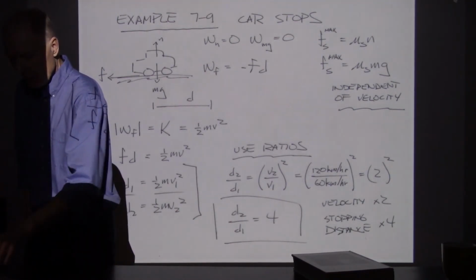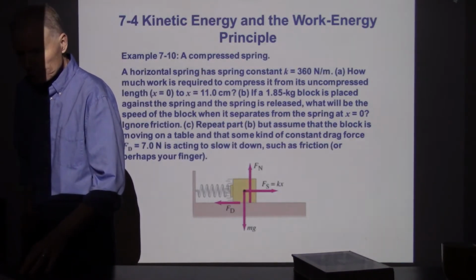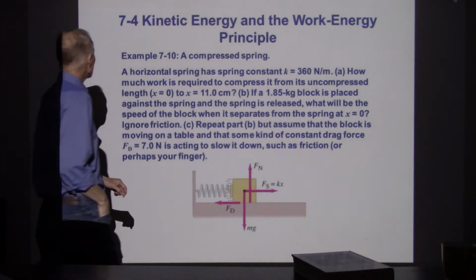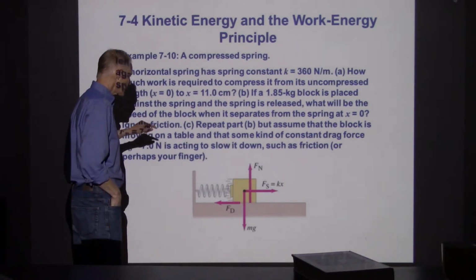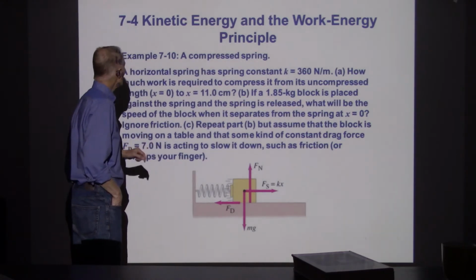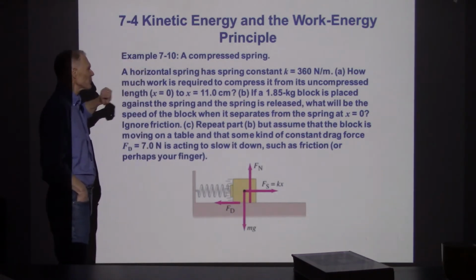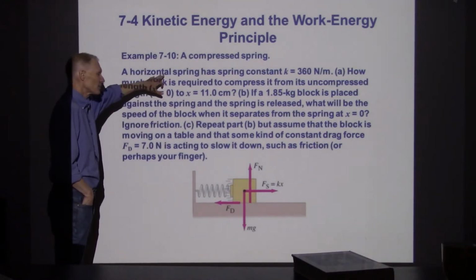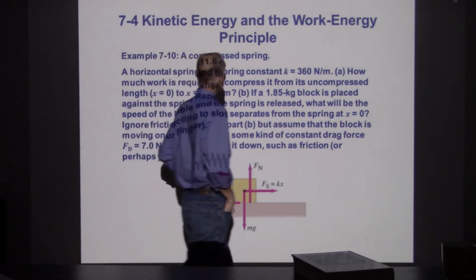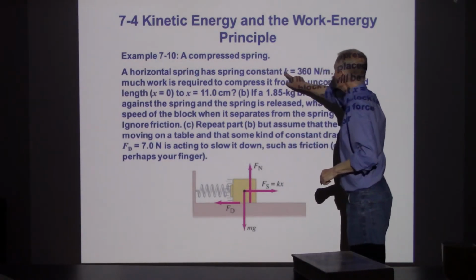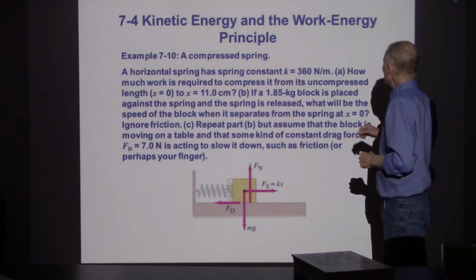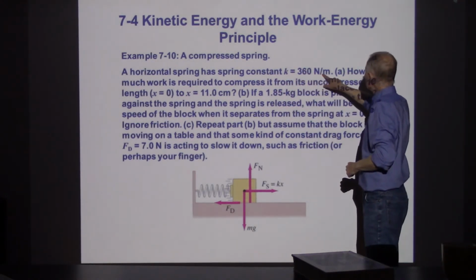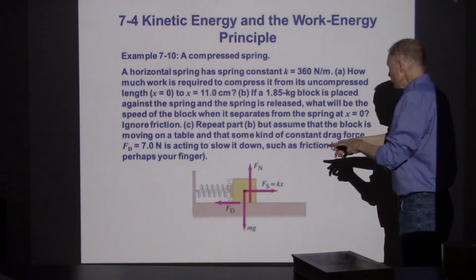Okay, something to keep track of when you're out driving, right? Okay, so here's one more example. We've got a compressed spring. This one I better read carefully. It says that we have a spring set up, it's horizontal, we have a block next to it. The spring constant, okay, so that's the first piece of information I want to make sure I'm clear on. Actually, I want to make sure it's horizontal. 360 newtons per meter. So it looks something like this.